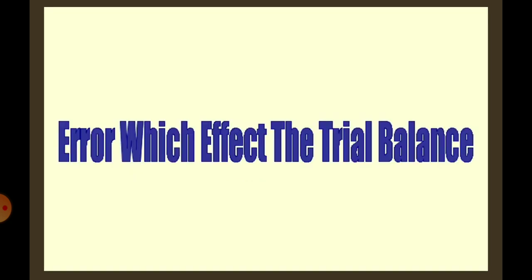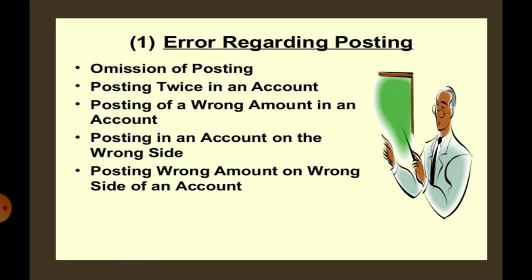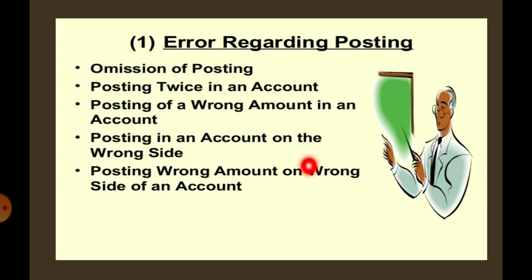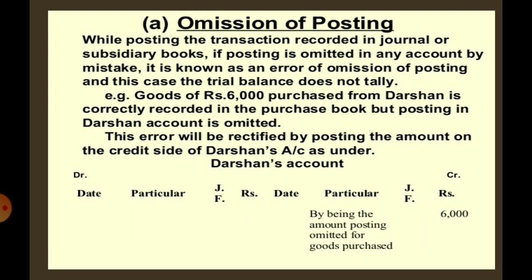Errors which affect the trial balance. Errors regarding posting. Some errors which affect the trial balance are very important and should be clearly understood. These are: omission of posting, posting twice in an account, posting a wrong amount in an account, posting on the wrong side of an account, and posting a wrong amount on the wrong side of an account. So here are some examples.